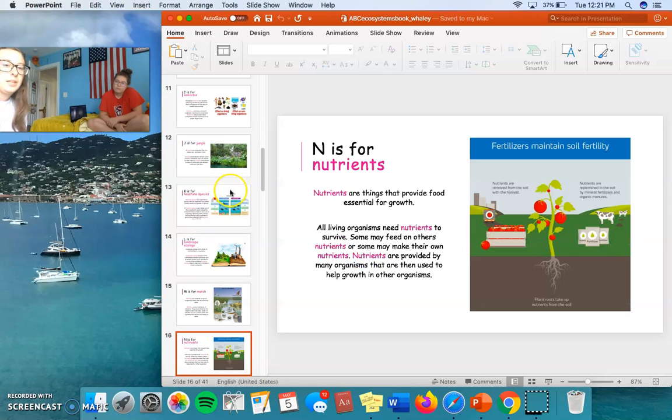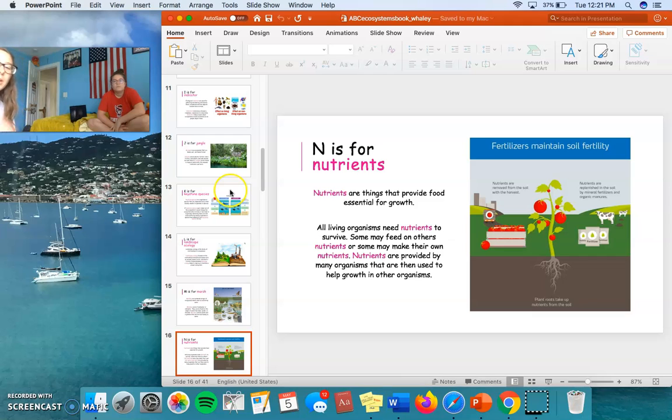Yeah. N is for nutrients. Nutrients are things that provide food essential for growth. All living organisms need nutrients to survive. Some may feed on others' nutrients, or some may make their own nutrients. Nutrients are provided by many organisms that are then used to help grow in other organisms.